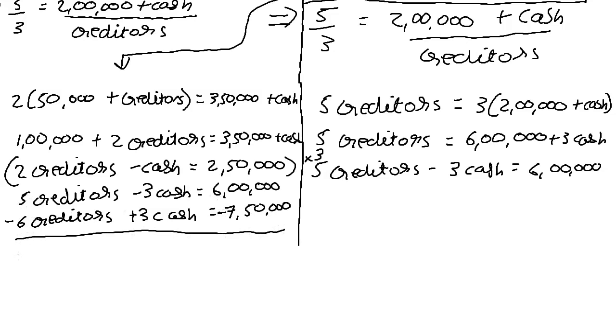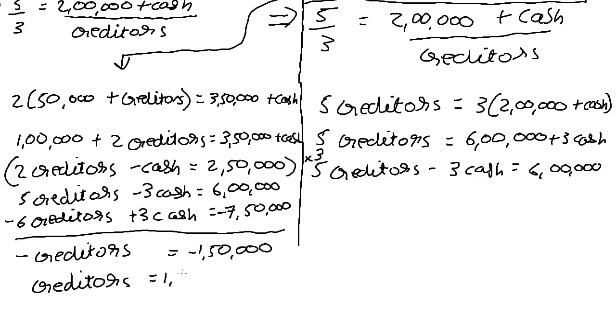So 5 minus 6 gives us minus 1 times creditors, minus 3 plus 3 gives us 0. 6 minus 7,50,000 gives us minus 1,50,000. So creditors is 1,50,000. And as far as cash is concerned, okay, so I want a simple equation for cash.